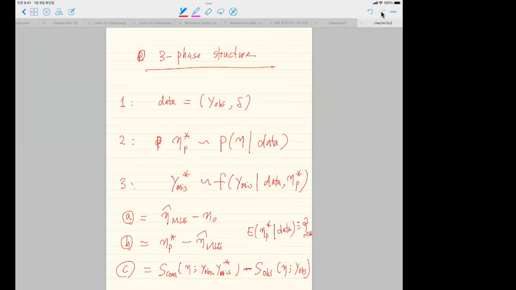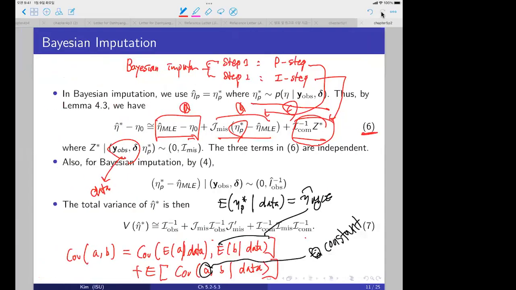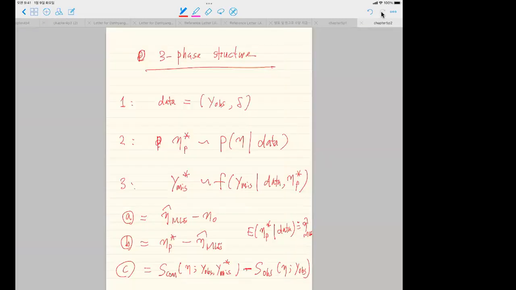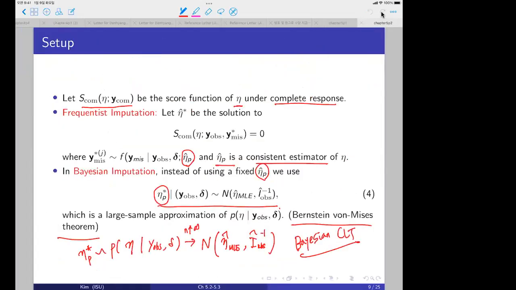Actually, this one we are talking about the frequentist property. So this variance is actually the frequentist variance, taking into account all three, the randomness in the three phases. This is the assumption we are making. Yeah, that one comes from Lemma 4, so the Bayesian central limit theorem, right?